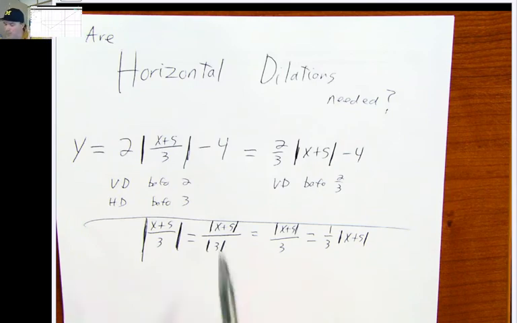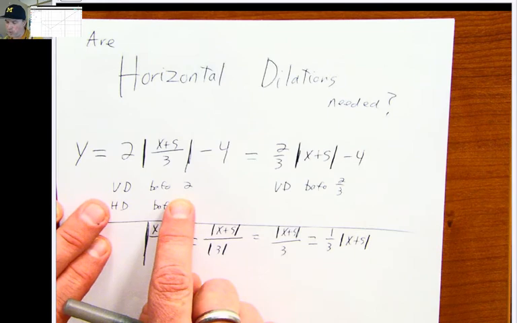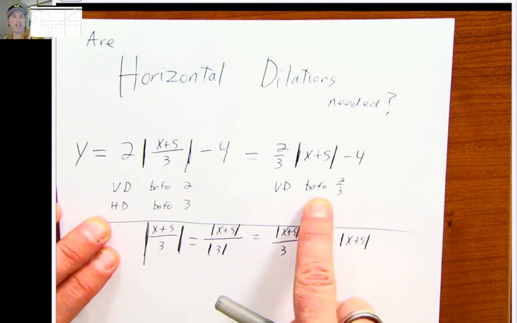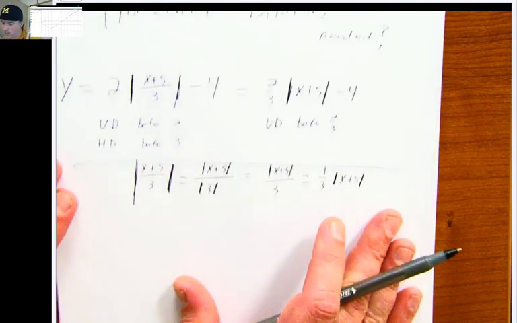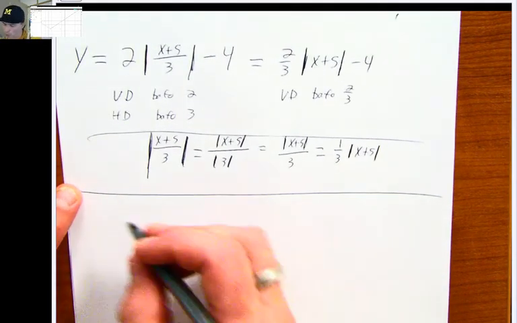So in an absolute value graph, a vertical dilation of 2 and a horizontal dilation of 3 is mathematically equivalent to a vertical dilation by a factor of 2/3. Interesting. Now, let's look at the same thing but using a quadratic.